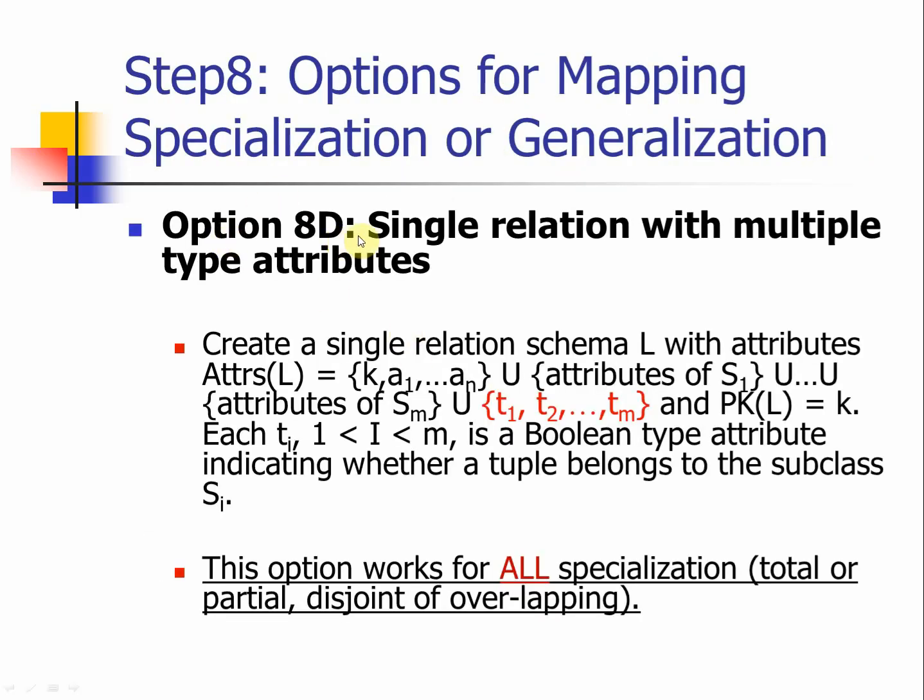Therefore, for option 8D, what we're going to do is create a single relation with all the attributes coming from the superclass and all of the attributes coming from every single subclass. Then for each subclass, we create a flag indicating whether they belong to this one or not. And therefore, this is actually a very good approach that can handle all kinds of situations. And therefore, option 8D will be able to handle all the scenarios that we would handle with the first choice.